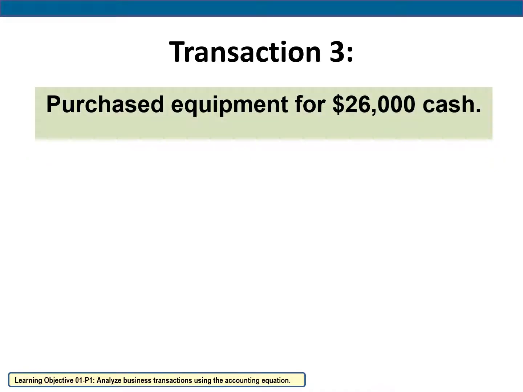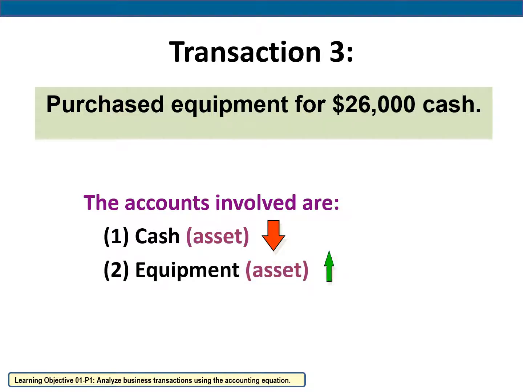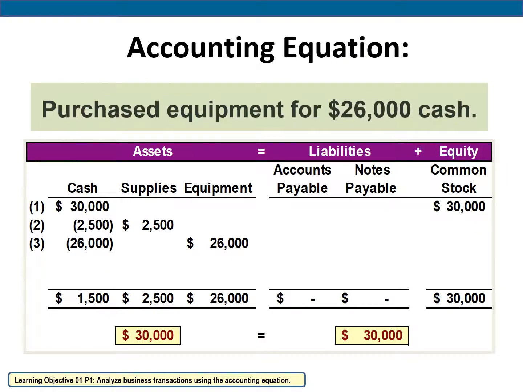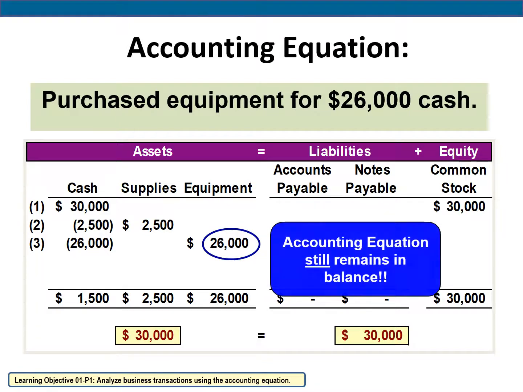Transaction 3. The company purchased equipment for $26,000 cash. So the two accounts that are involved are cash, where we're paying out money, so our cash asset account is going to decrease, and our equipment asset is going to increase. If we look at this in the form of the accounting equation, we've got equipment for $26,000. We have cash decreasing by $26,000, and our accounting equation still remains in balance.